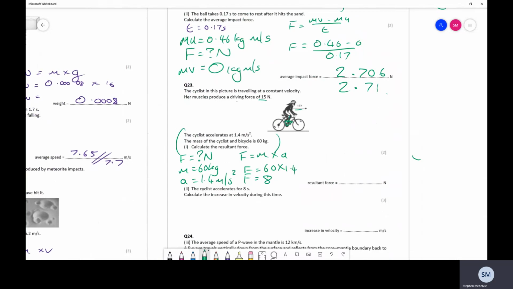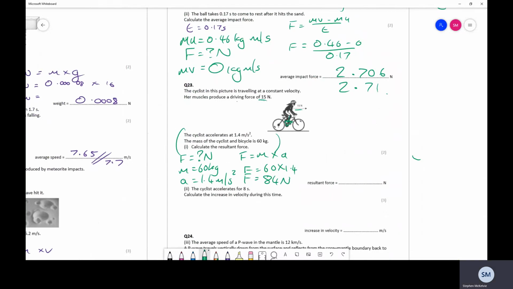So if the force of the cyclist is 84 newtons, oh, I have no idea what this is. The cyclist in the picture is traveling at a constant velocity. The driving force is 15 newtons. Oh, so this must be a different question.